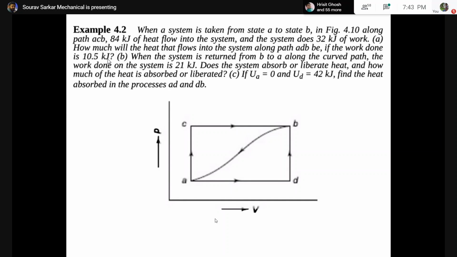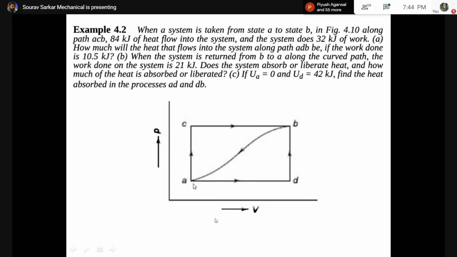So it is very simple. The next question, let's see the B. When the system is returned from the point B to A along the curved path, so it first reaches A, C, B, then it is coming back from B to A. The work done on the system is 21 kilojoule. Very good. Now work done on the system means it's a negative work. Now, does the system absorb or liberate heat? And how much heat is absorbed or liberated?